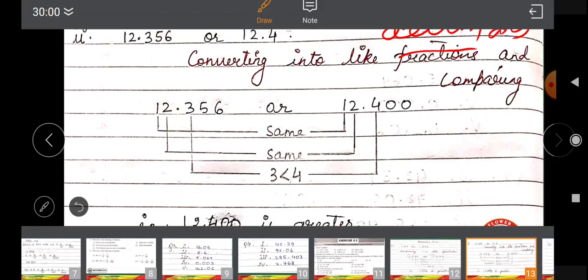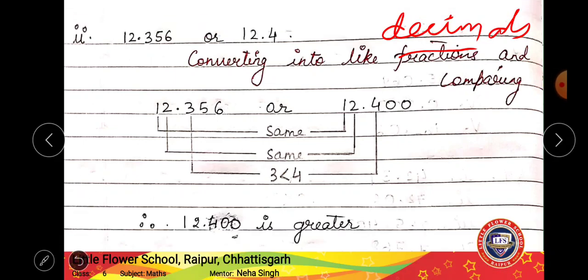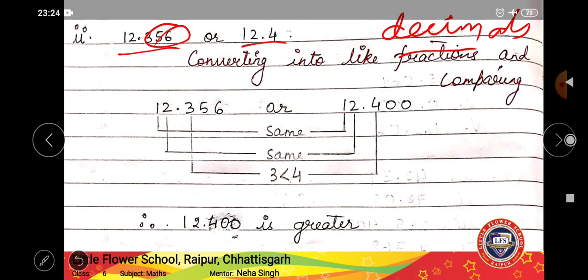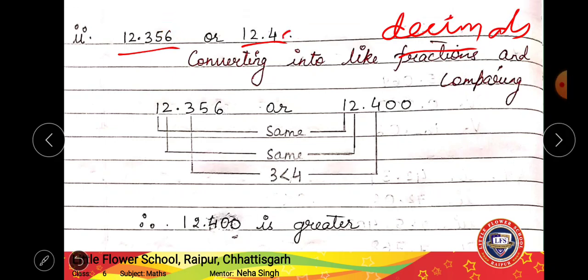Everywhere here you are going to write decimals, right? 12.356 or 12.4. Now again, are they like decimals? No, right? They are not like decimals. Here 3 places of decimal, here only 1. So what will I do? I'll put 2 zeros. So now they are converted into like decimals.